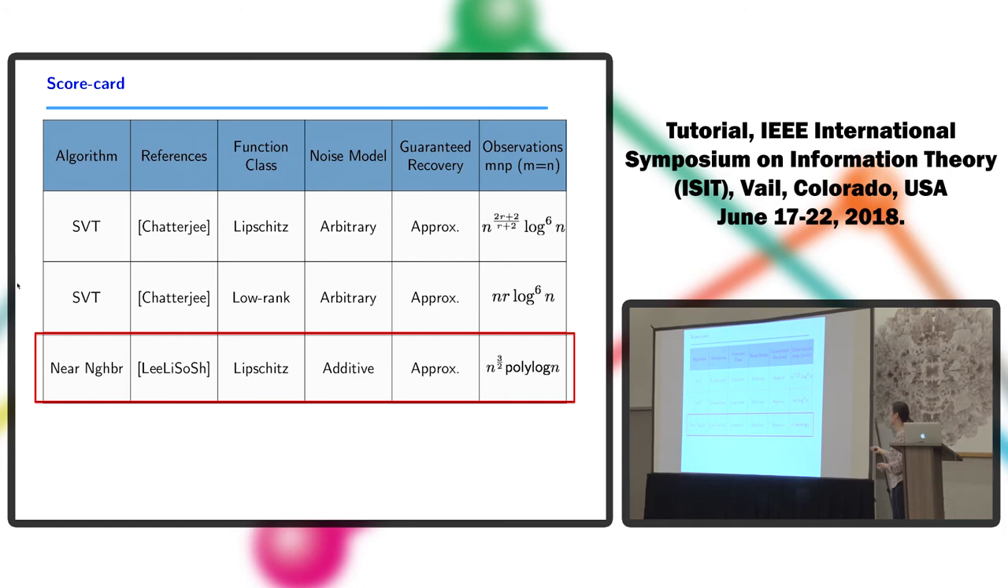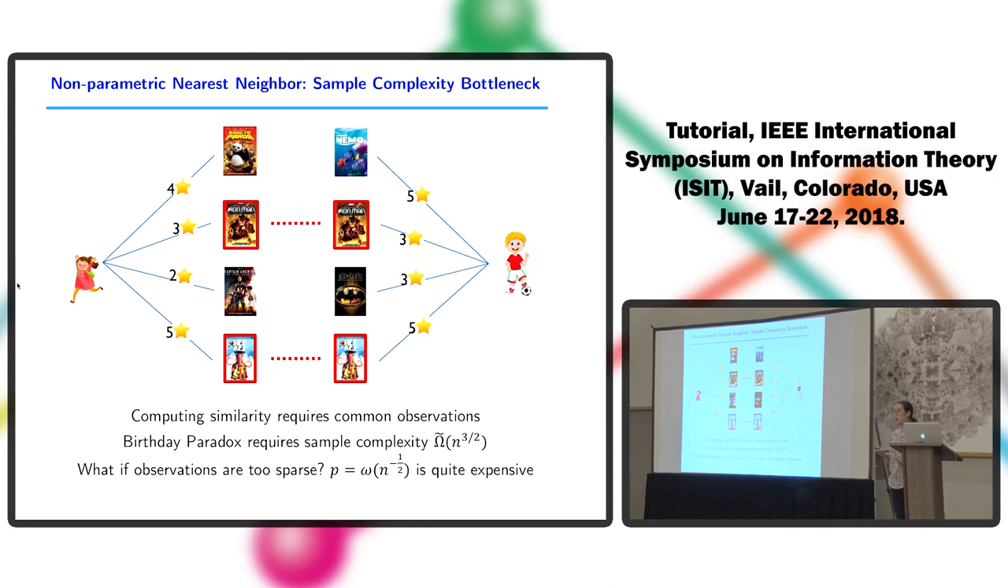So I can give you a partial answer to that. First we want to ask, what's the sample complexity bottleneck? Where does this n to the 3/2 come from? It comes from the way that we compute similarities. So recall, let's say I had two rows, the rows were users, let's say Alice and Bob, and we wanted to compare Alice with Bob. What we did was we looked at all the columns, in this case I'm representing them as movies, and we looked for columns for which Alice and Bob both have data points.